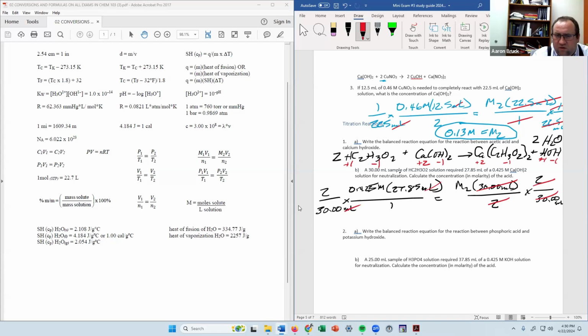So the only unit left over here is molarity. The only thing left over here is just the unknown. Two times 0.425 times 27.85 divided by 30. To three significant figures would be 0.789 molar.